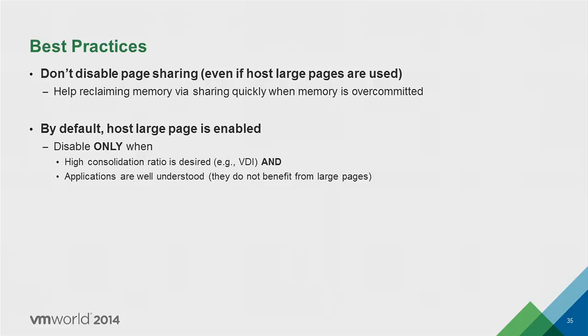For example, in a VDI environment, where applications are well understood, such that they do not benefit from large pages. There are indeed some applications that don't benefit from large pages. As I said before, when you use large pages, it is easier to trigger memory reclamation, such as ballooning or swapping. Then how can we use them efficiently?